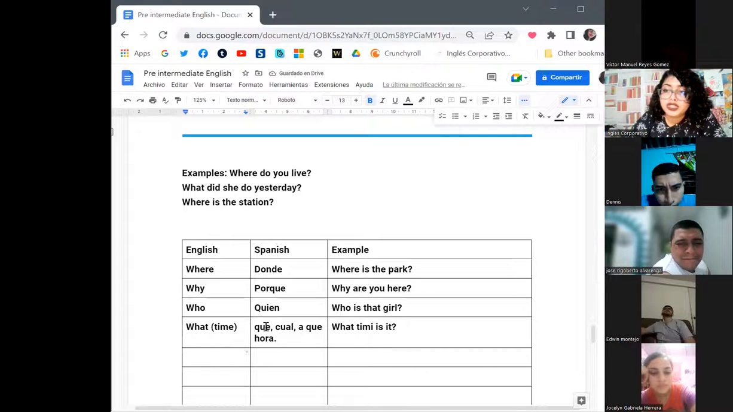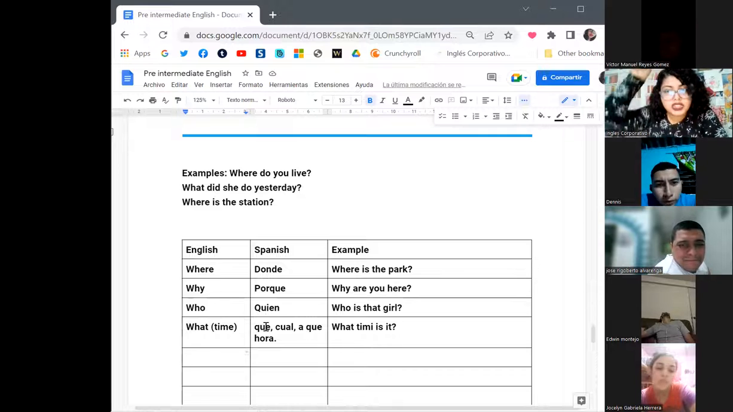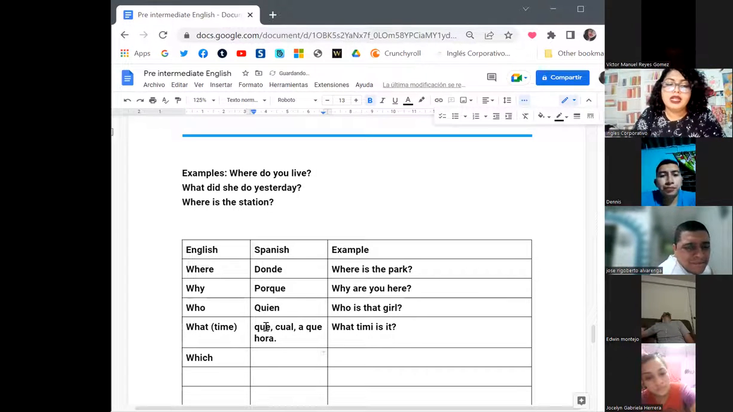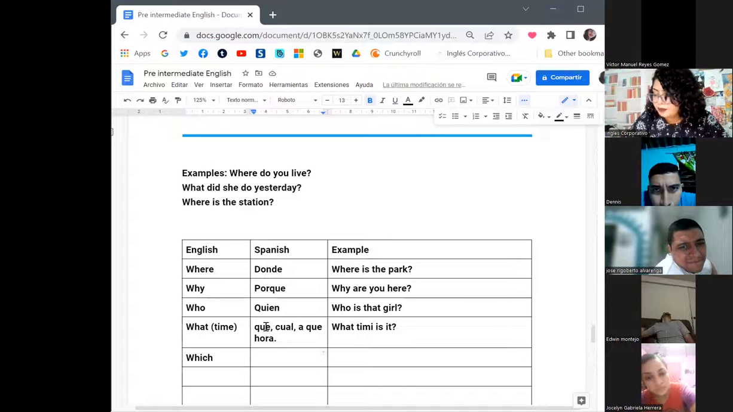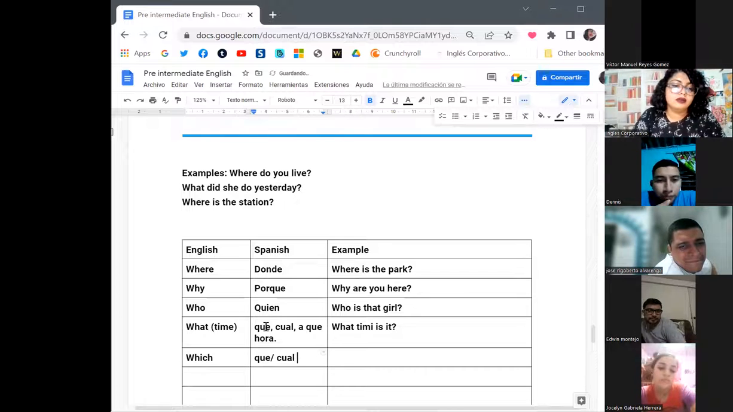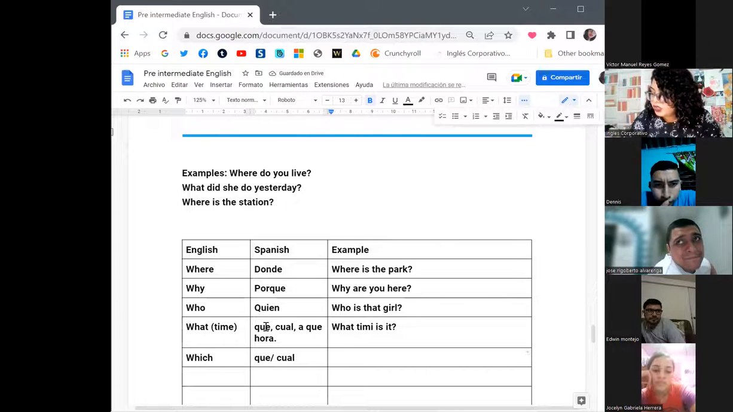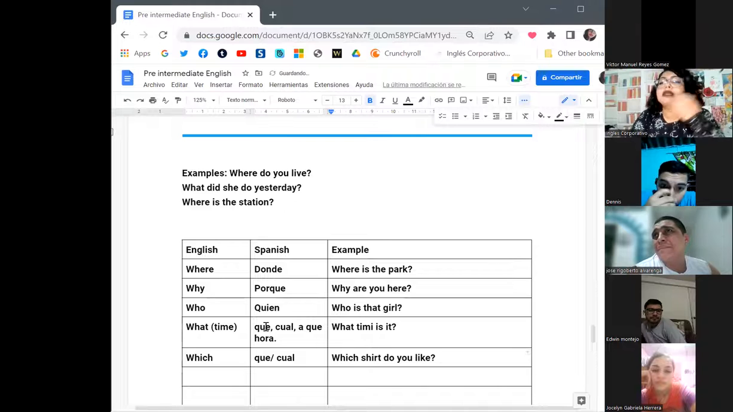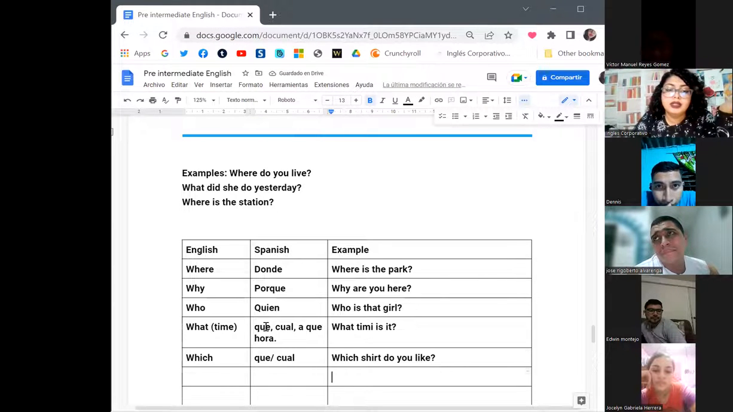Then we have which. Which, not like a witch, like magic or something like that, is which. And this is about a decision. Es para una decisión. ¿Qué o cuál? And the example, which shirt do you like? Which shirt do you like? ¿Qué camisa te gusta o cuál camisa te gusta?